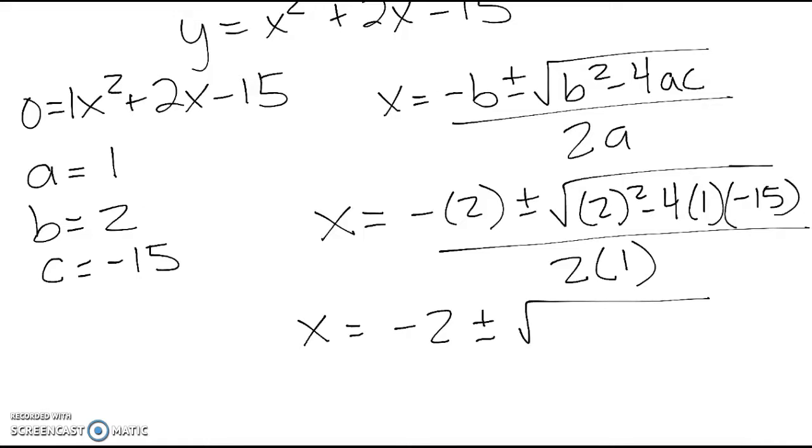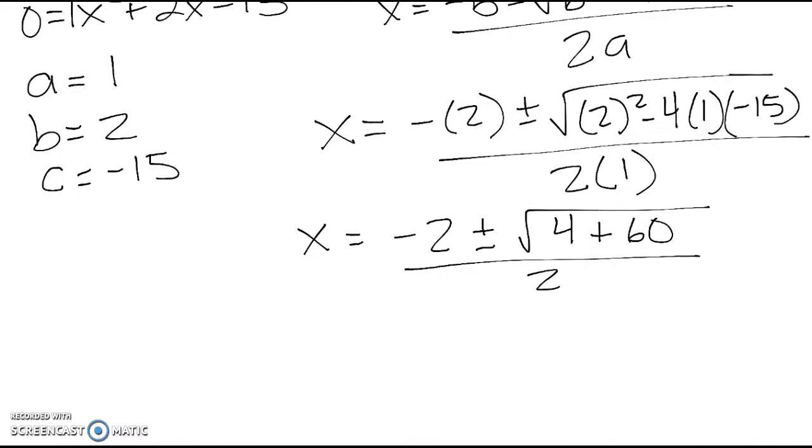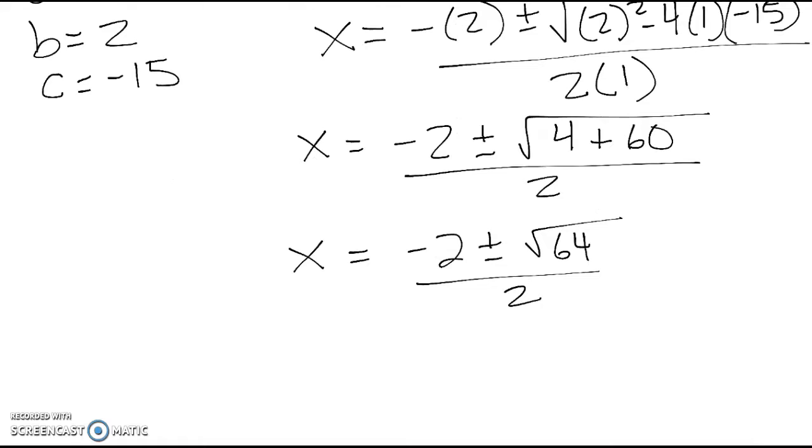So 2 squared is 4. And then here I have negative 4 times 1 times negative 15. That ends up being negative 4 times negative 15, which gives me positive 60. And then this is all divided by 2 times 1, which gives me 2. So I have x equals negative 2 plus or minus the square root of 64, all divided by 2. The square root of 64 is 8, so I get negative 2 plus or minus 8, all divided by 2.